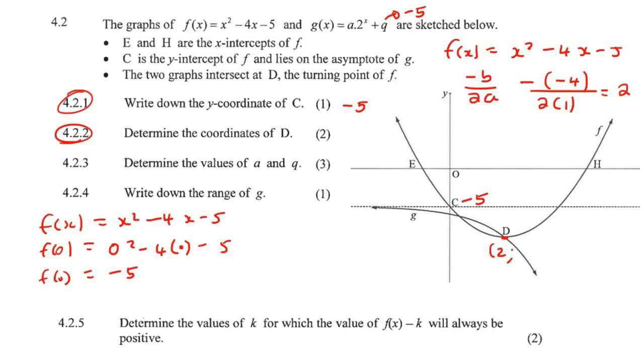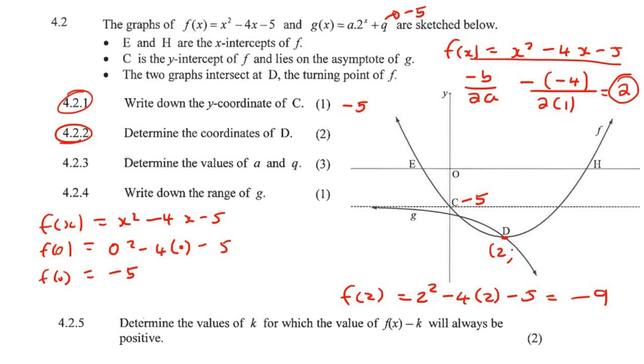Okay? Now, we have to find the y value. You're just going to take that x value and plug it into the equation. So we're going to plug x as 2. And this will give us negative 9. So it's going to be 2 and negative 9.